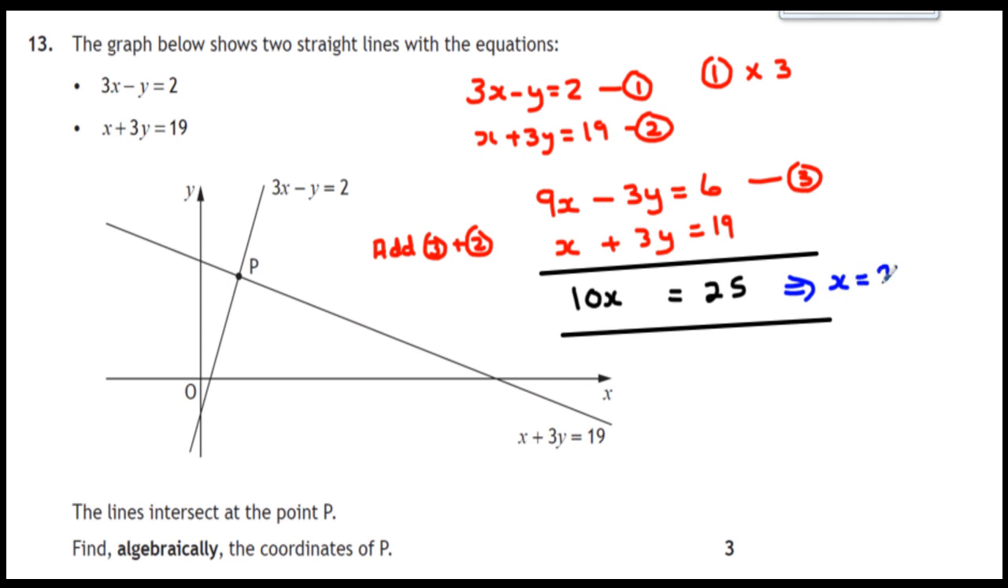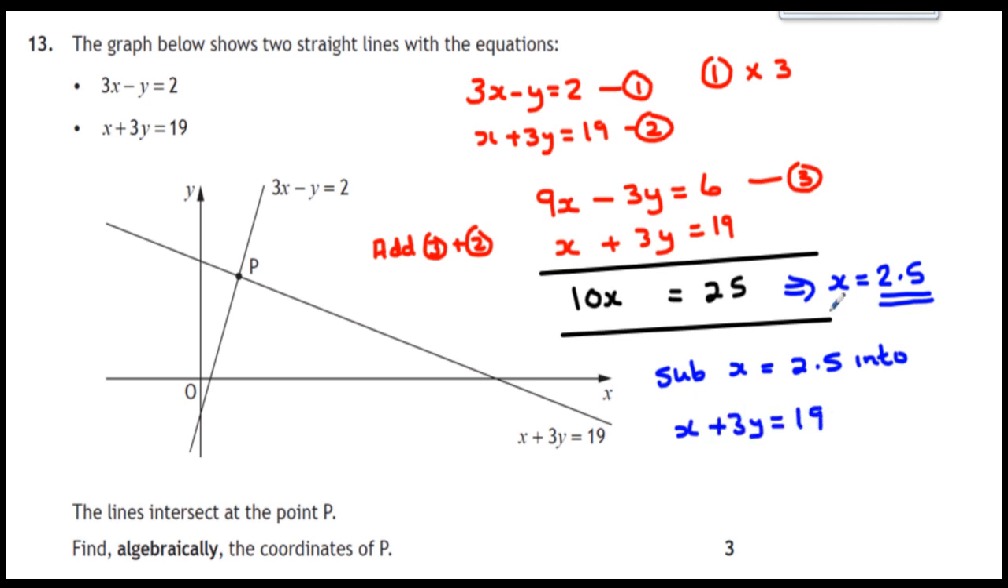Now, lastly, I've got to sub x equal to 2.5 into one of the equations. Which one am I going to choose? I'm going to choose one that I've not changed in any way. Don't go to one that you've multiplied, you go back to one of the original ones. I'm going to choose this one here because it's got a straightforward x in it. So I've got x plus 3y is equal to 19. Most of the time it doesn't matter which one you choose, and it still all works.